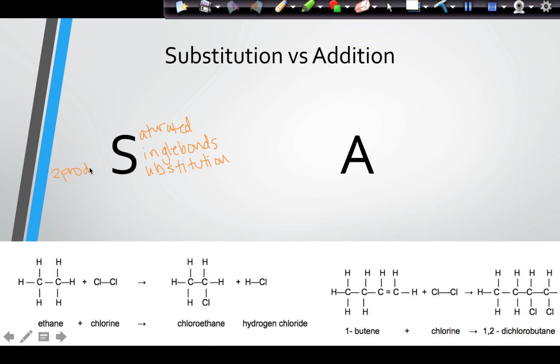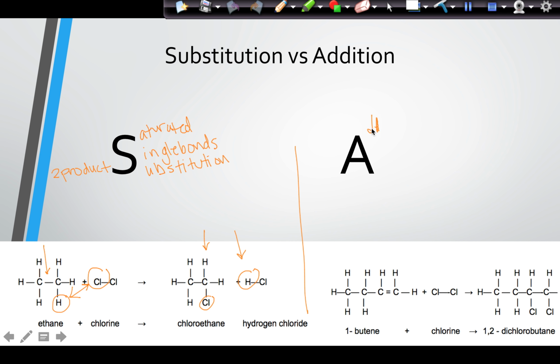Substitution has 2 products. So here we go. 1 chlorine changes places with 1 H. The H comes out and the chlorine goes in. 2 different products, starting with single bonds. This is a substitution.